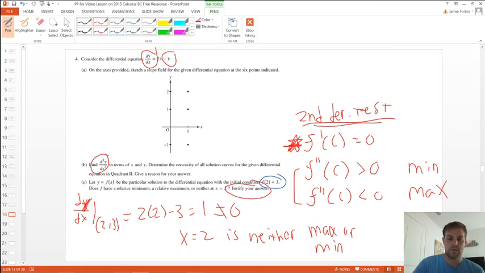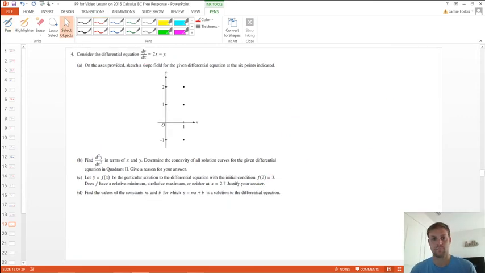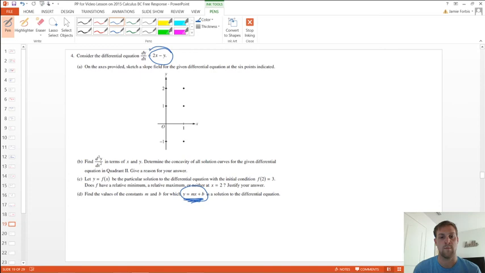Okie doke. Let's go on to part D. Part D says, find the values of the constants m and b for this equation here, y equals mx plus b, that's going to make it a solution to the differential equation. All right, let's think back to when we did these types of problems. If this is a solution to the differential equation, that means that if I take the derivative of this equation here, it's going to be equivalent to this derivative up at the top.